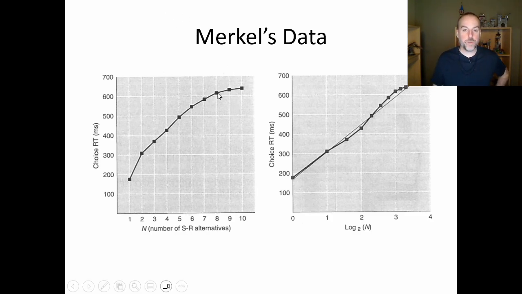So here's Merkel's original data. And the hypothesis here is that this is logarithmic. Now, if it is logarithmic, the way to test it is we want to convert the x-axis. We're going to go from n, the number of stimulus response alternatives, and add in log to the base 2. And if we do this and replot the data, if it then looks like a straight line, then originally we did have a logarithmic function.